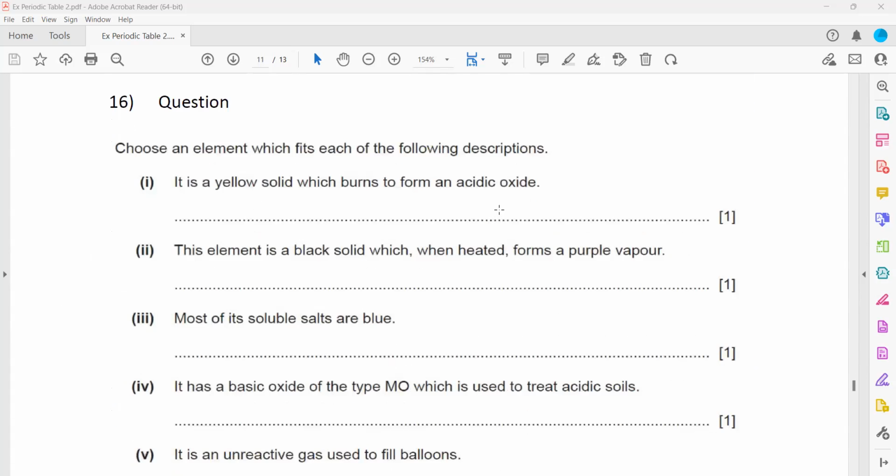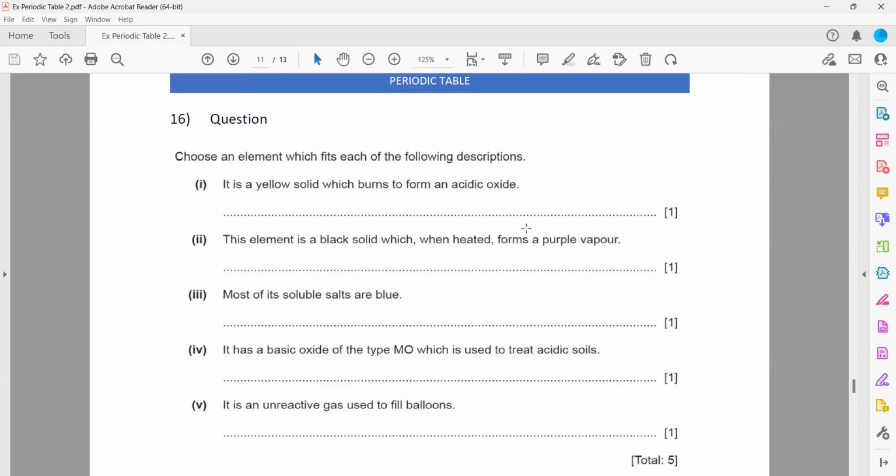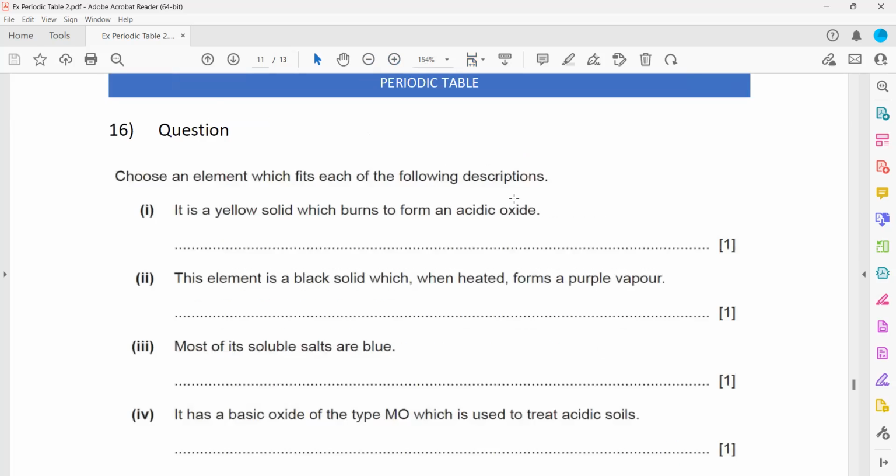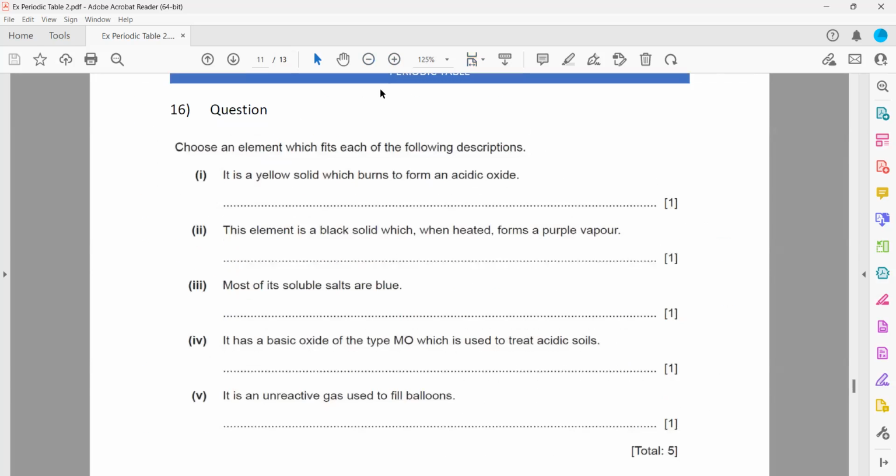In question 16, choose an element which fits each of the following descriptions. It is a yellow solid which burns to form an acidic oxide. This is sulfur, but sulfur is not part of the latest syllabus after the changes. So you will not learn anything about sulfur. The element which is a black solid that when heated forms a purple vapor. That is iodine. Iodine is a black solid. When you supply heat energy, it will turn into vapor. Not astatine.